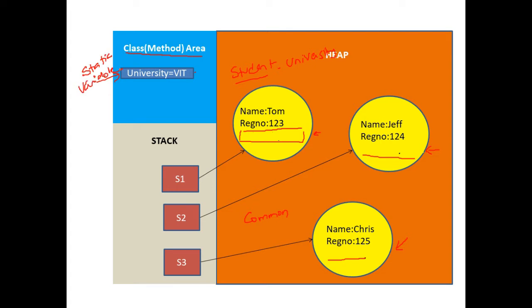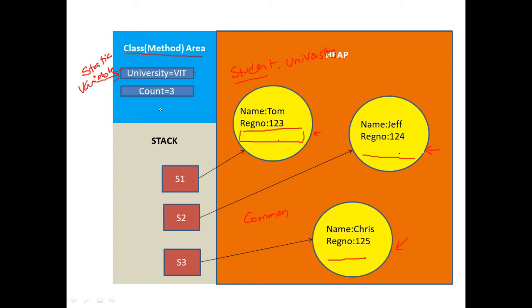So what is a static variable? It is common to all objects and is accessible by using the class name. It is loaded and initialized in a separate area called the class method area. Like that, we can have more static variables.